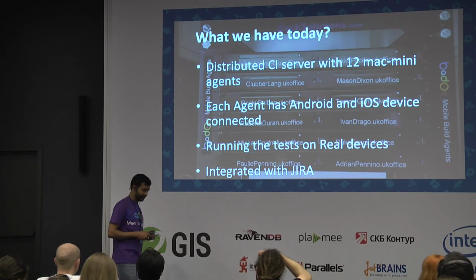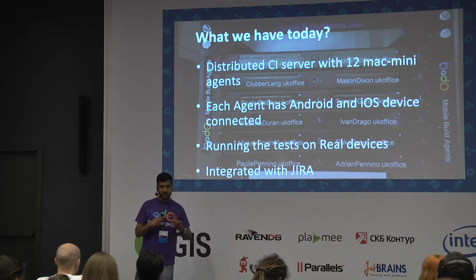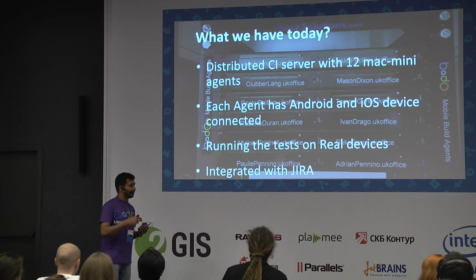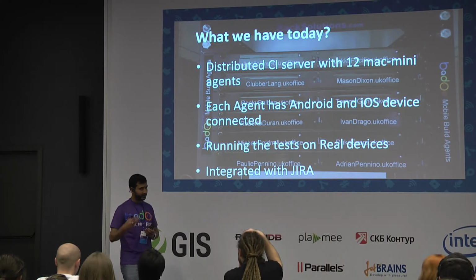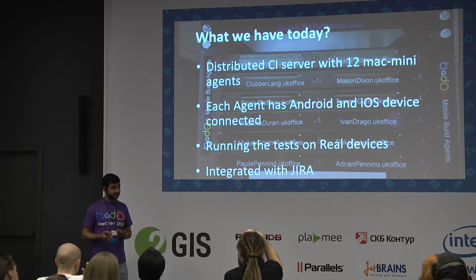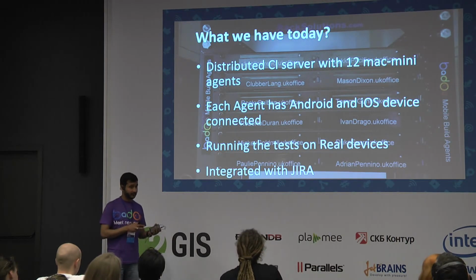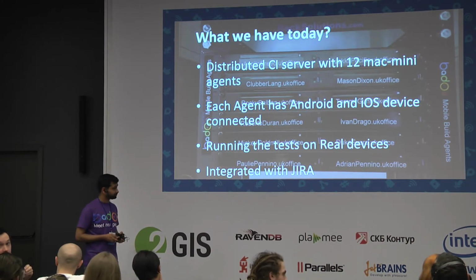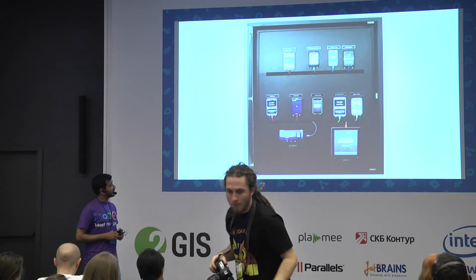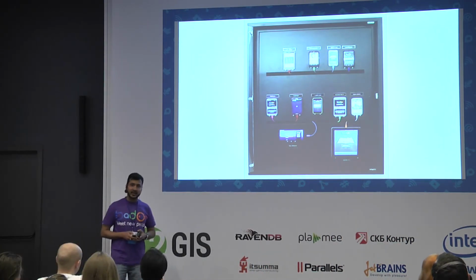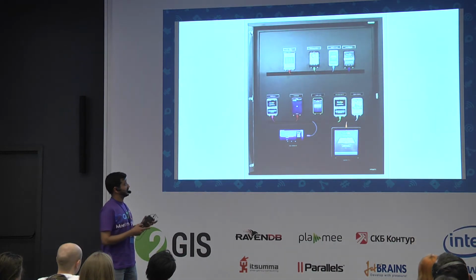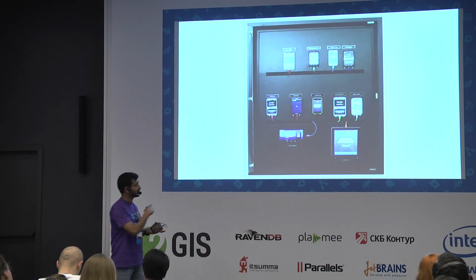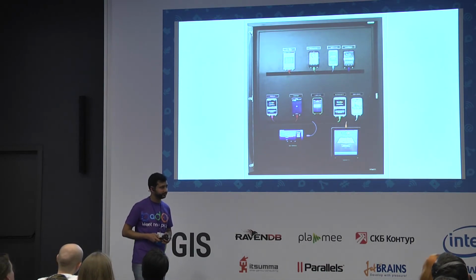And we integrated with Jira. Whenever a ticket is moved to QA, Jira automatically sends a request to our build server, which runs our test cases. If the test cases fail, it gives feedback to Jira, and Jira reopens the ticket and assigns it back to the developers. So this is how it looks, this is the display unit we built for our devices. All the Mac mini agents are connected to these devices, and these things run continuously.